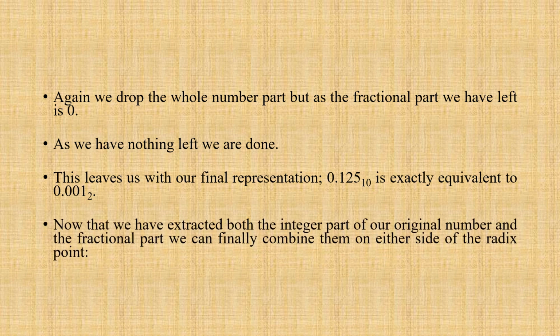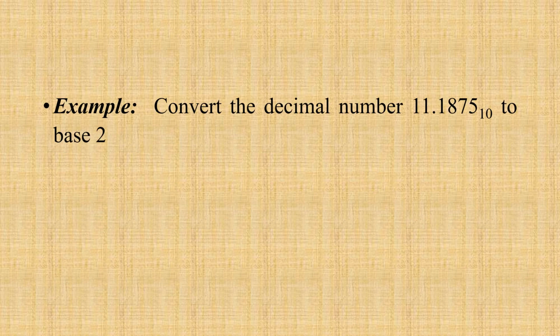Now that we have extracted both the integer part of our original number and the fractional part, we can finally combine them on either side of the radix point. 9.125 base 10 equals 1001.001 base 2. Example, convert the decimal number 11.1875 base 10 to base 2.